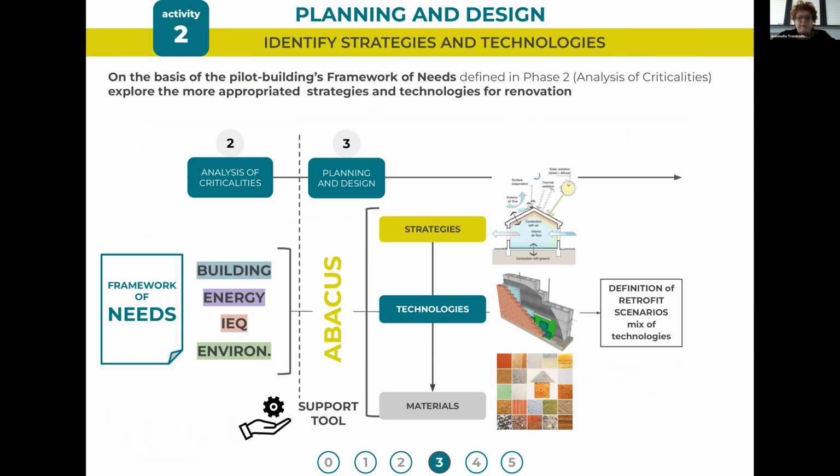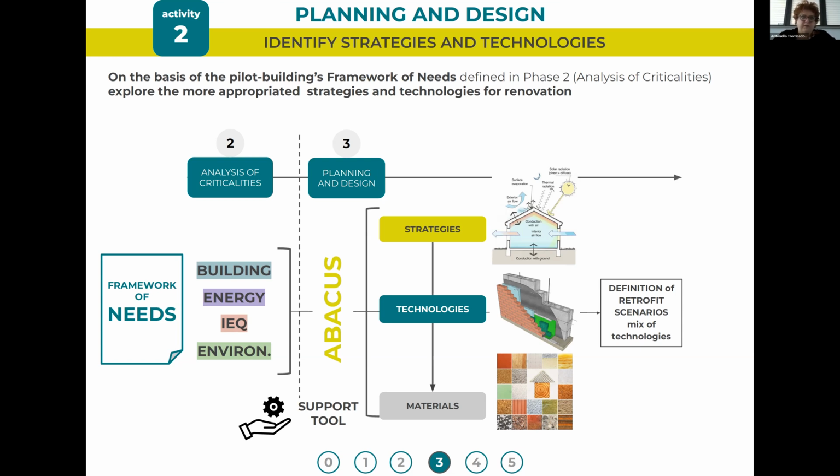The second activity, after the collection and the investigation of best practice, is to identify the strategies and technologies. On the basis of the pilot building framework of needs, it is now really possible to address the criticalities and opportunities, integrating technologies for innovation with the support of companies.